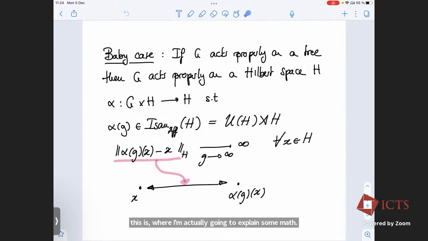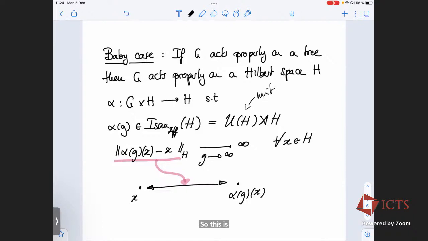What's an action on a Hilbert space? It's just a map from G cross H to H, such that alpha G is an affine isometry of H. And we know that affine isometries decompose as a unitary part and a cocycle part. So this is a unitary part. This is a unitary representation. And this is what we call the cocycle. And I'll tell you what it is.